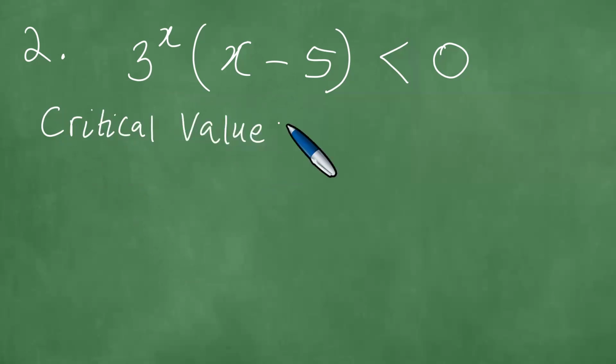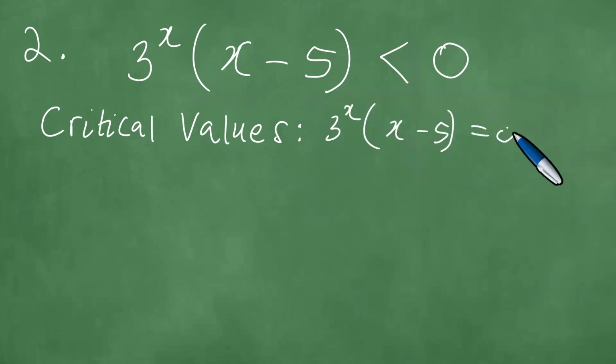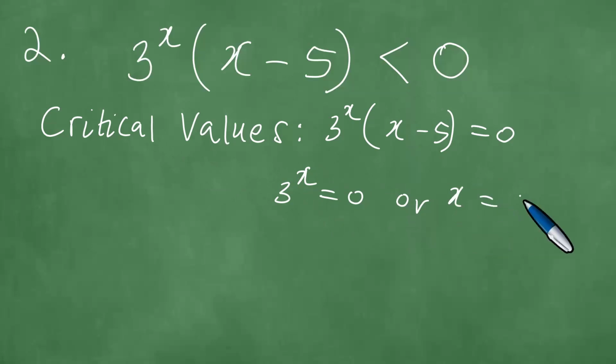I like your approach. So you first get the critical values. The critical values are obtained when we change the inequality to an equal sign like this. And now we write critical values because the examiner cannot just see less than 0 and then equal to 0. So 3 to the power x is 0, or x equals 5. This is sort of the approach.